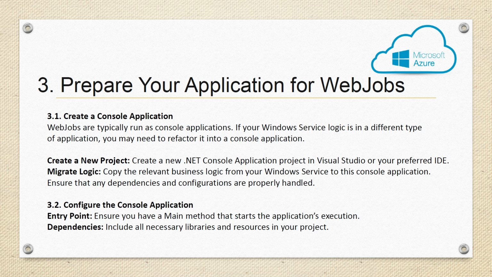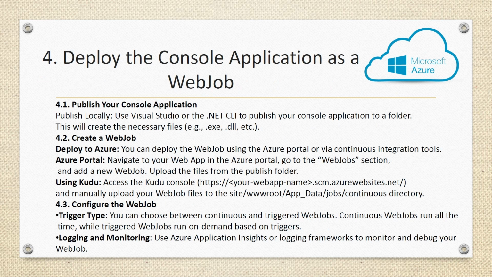For the entry point, ensure you have a main method that starts the application's execution. Inside the main method, you need to write how the start and stop will work: how this console application will start, restart, and when it will stop. For dependencies, include all the necessary libraries and resources in your project, whatever was added for your Windows service. So those dependencies are already included for the console application. These points will help to prepare your Windows service application as a console application.